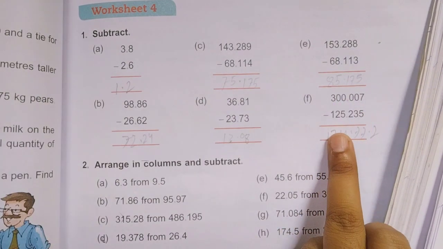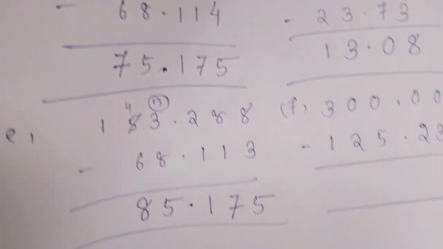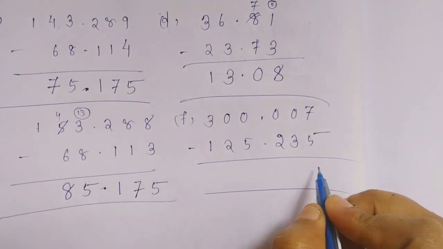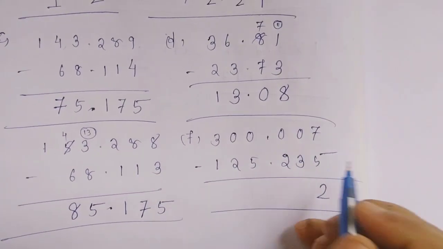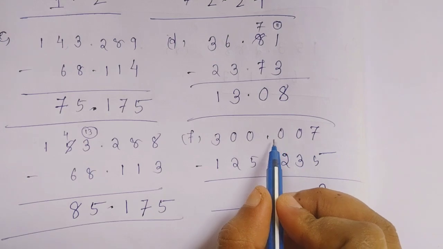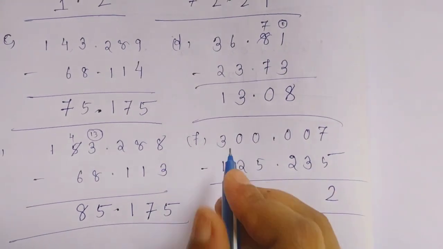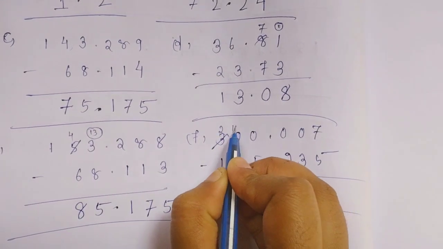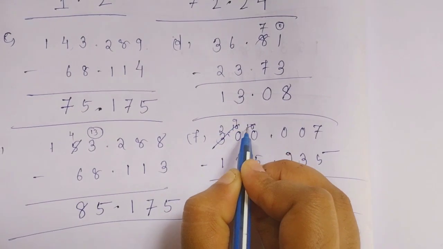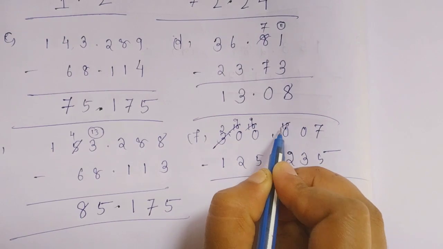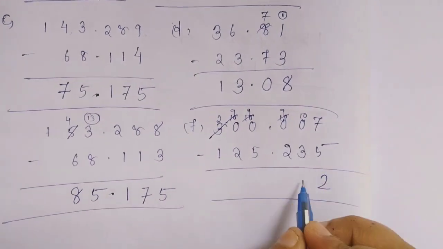Then next, 300.007 minus 125.235. Then we subtract these numbers. 7 minus 5 equals 2. 0 minus 3, you cannot subtract it, so we borrow. This place is also 0, so we cannot borrow from the place behind. Then 2, 10. And 10 minus 3 equals 7.